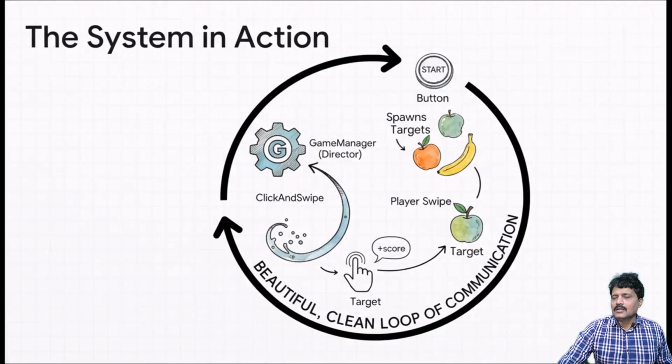And here it is. The whole system in action, the entire chain of command. The difficulty button tells the game manager to get started. The game manager starts throwing our targets and listening for your input. You swipe, which activates the click and swipe object. That object collides with the target and tells it that it's been hit. The target then reports back to the game manager to update the score before it disappears. It's just this elegant, clean loop of communication between all the parts, and that's what makes this game work.